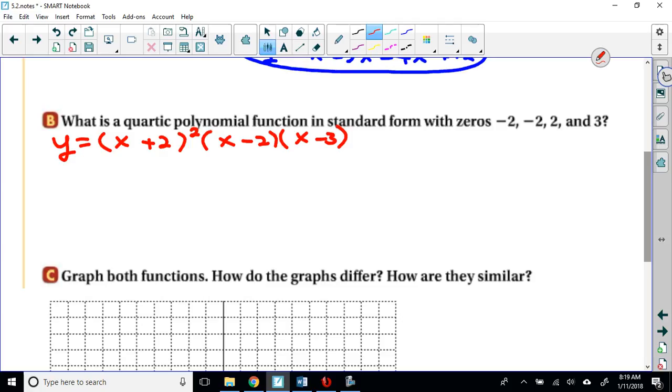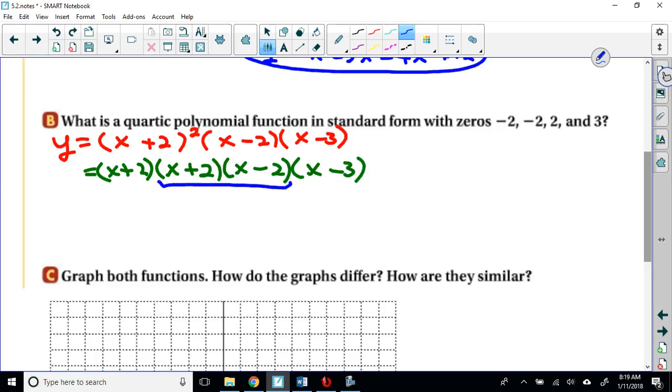With this particular one, I'm going to just expand this x plus 2 out twice, actually. You'll see why in a minute. The reason I expanded that out is because I like what happens when I multiply this by this. That's the difference of 2 squares, remember? And that middle term drops out. So that's kind of why I'm going to do that. So that's going to give me x squared minus 4.